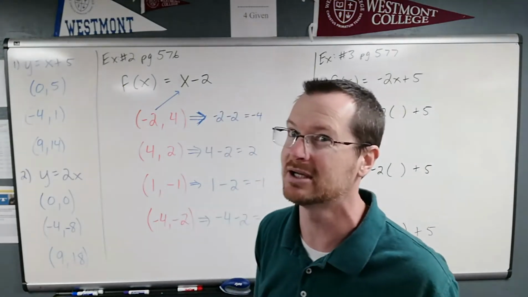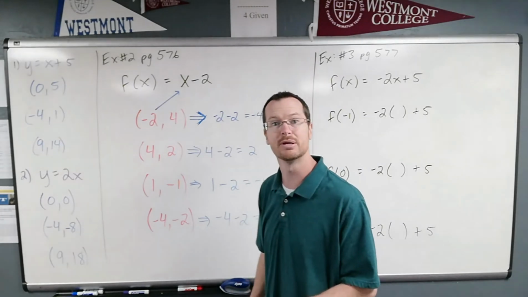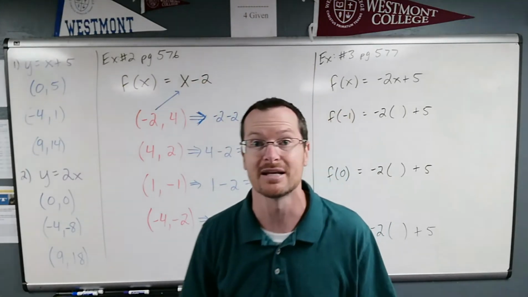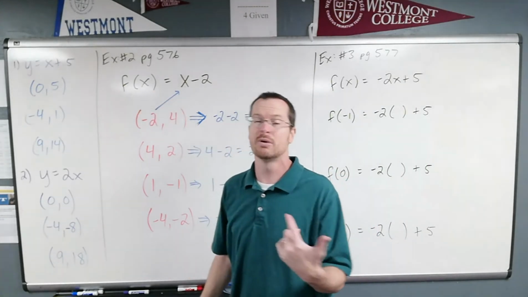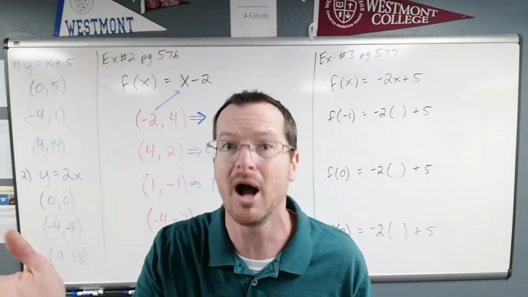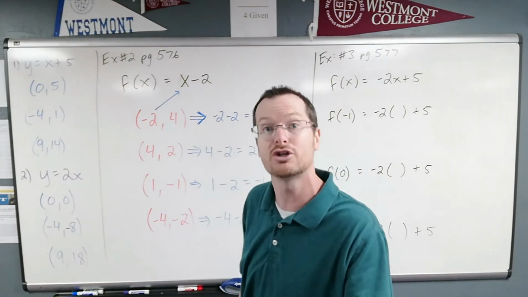So hopefully those skill practice problems were good for you. You can check those over. I'm going to move on to example number 2 in the book. We're on page 576, example number 2. This time, instead of saying y equals, I'm putting f of x. You're welcome to just change it. Just cross it out and put a y if it makes you uncomfortable. But we're going to start using f of x because we're dealing with function boxes, right?